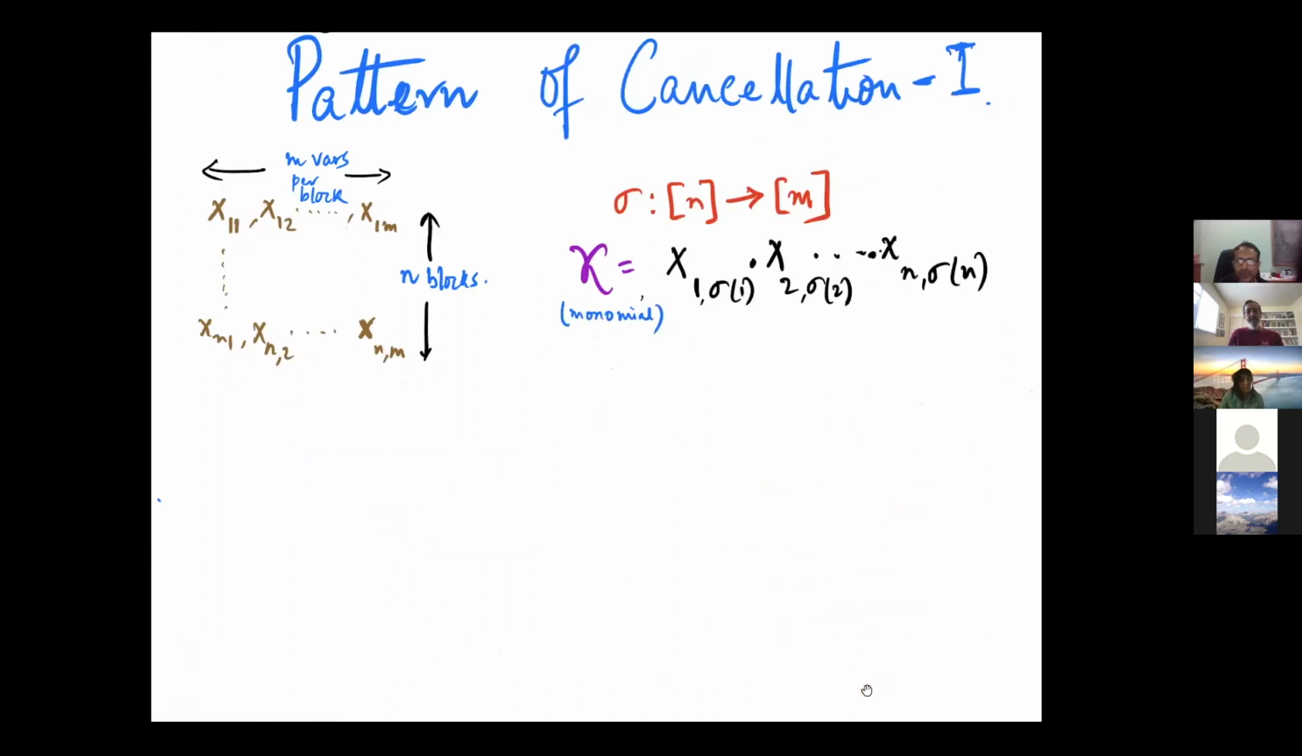And now I would like to understand the pattern of cancellation. Now notice that every monomial that we have here, every set... So maybe you're about to answer this. The only thing they're doing is the B's are just permuting the variables.